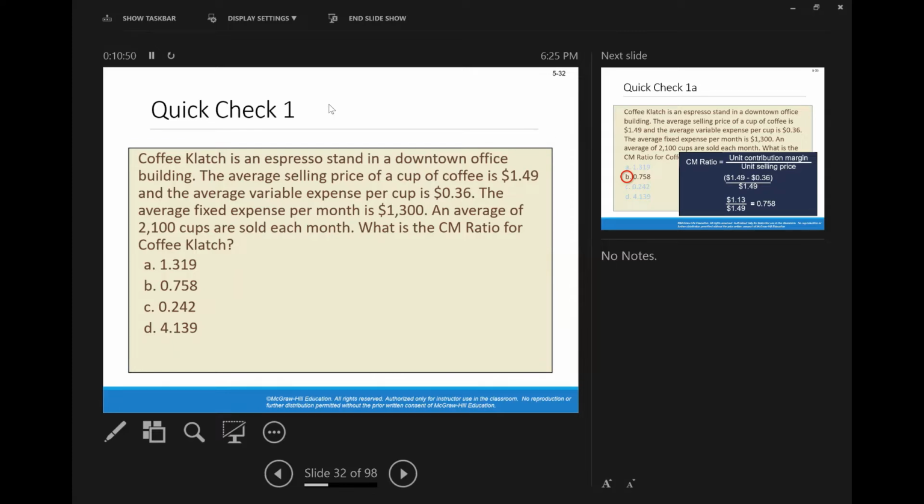Okay, so we're looking for that percentage. So remember, we want to do the contribution margin divided by the sales. So we're going to look at $1.49, which is our sale, minus the variable expense, 0.36. That gives us our contribution margin of $1.13. Okay, so we take the $1.13 and then we're going to divide it by the sale per unit, which is the $1.49. So we get 0.758.